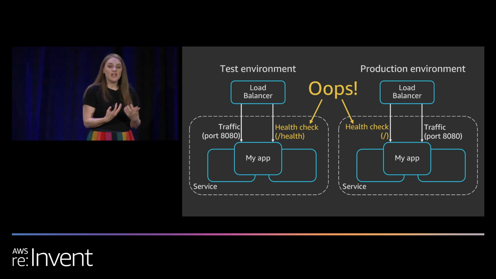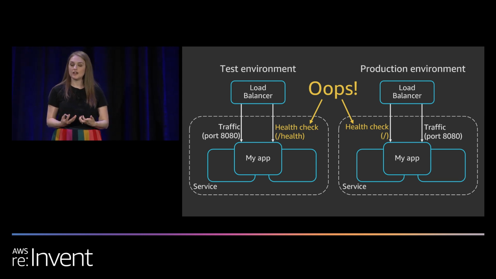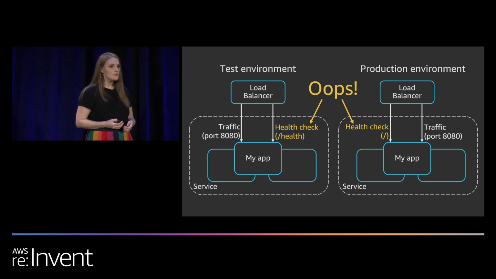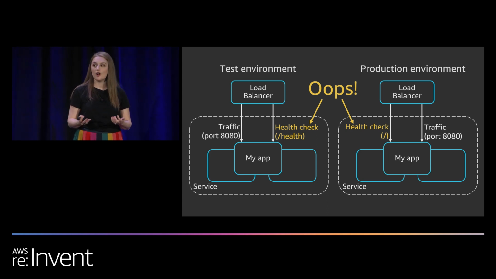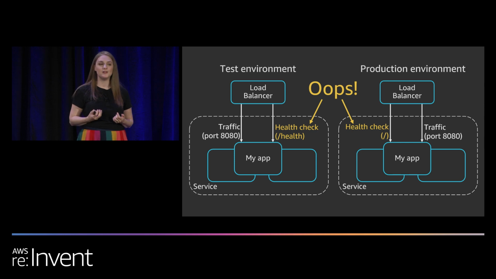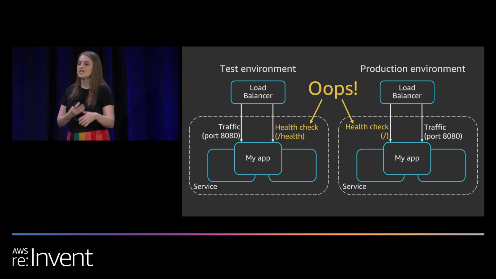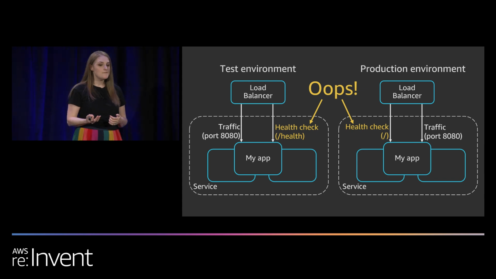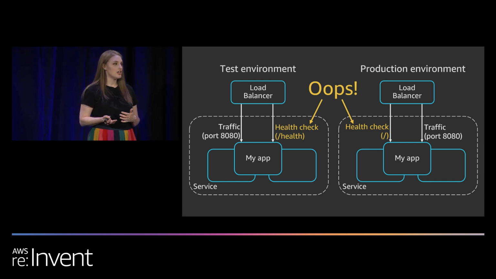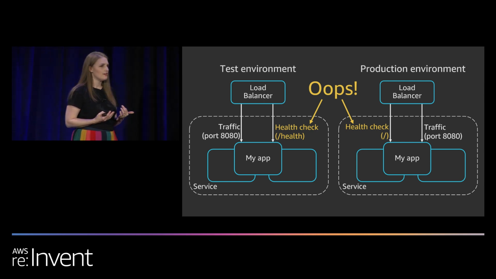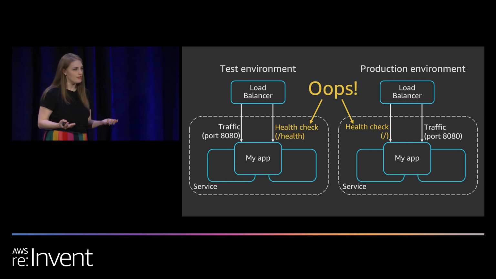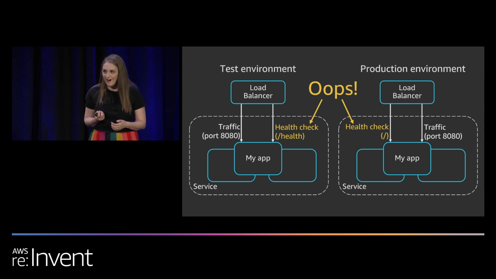And so this can have real impact to our production reliability. So if we deploy our new application image freshly built into test, we validate it with integration tests, this all looks good. Now we deploy it into production, and all of a sudden, traffic is going to containers that are unhealthy. But the health check is wrong. It's going to the wrong path.